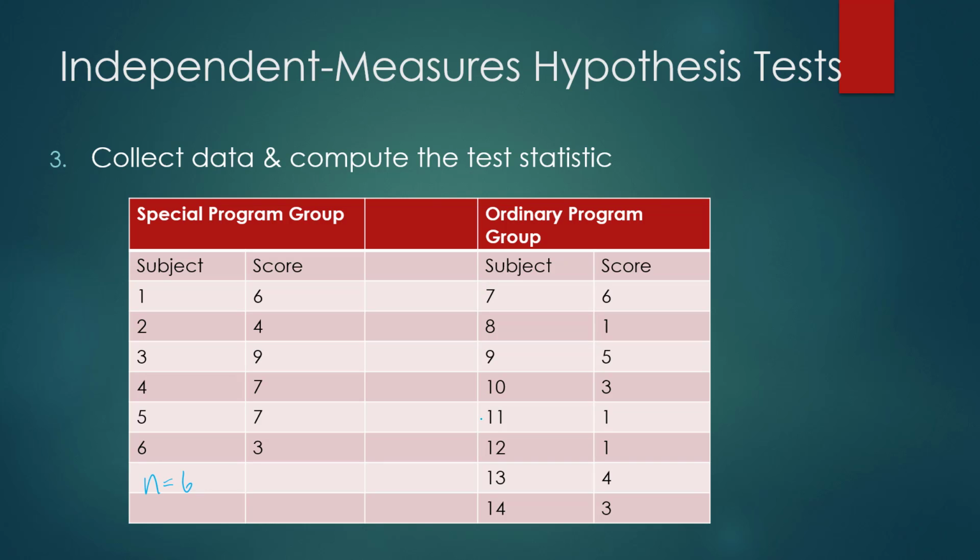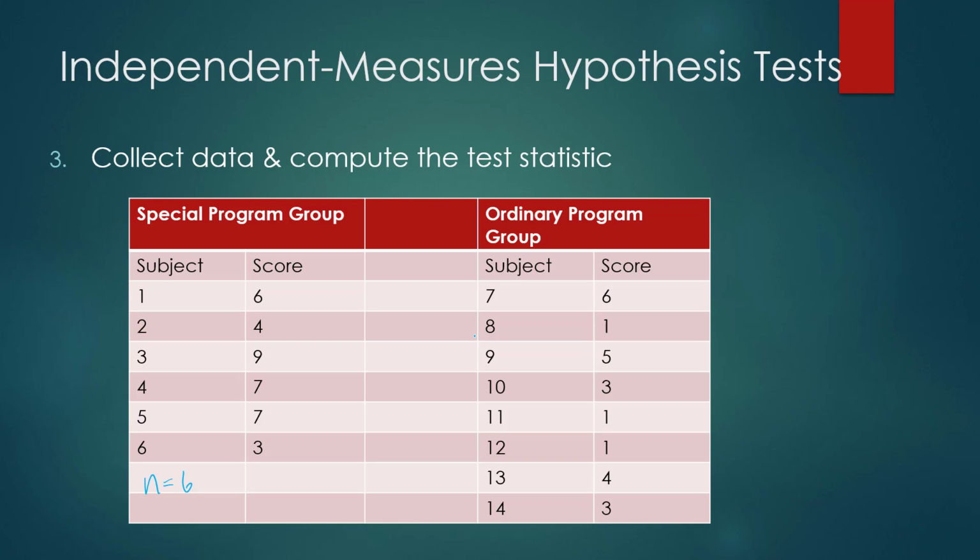And here, there are 8 different individuals. Each subject has their own participant number: 1, 2, 3, 4, 5, 6. And now we continue on with 7, 8, 9, 10, 11, through 14 to show you that these are different individuals in the 2 groups.